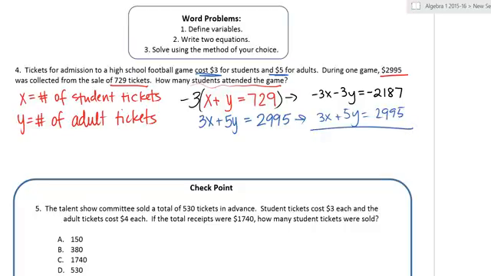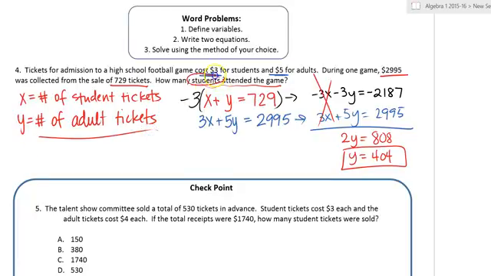That's going to eliminate these x's because that gives me 0. I get 2y equals 808. So if you divide by 2, you get y equals 404. Now y is the number of adult tickets. That's not what they're actually asking us for. They want the number of student tickets. So we do need to plug that y back in and solve for x.